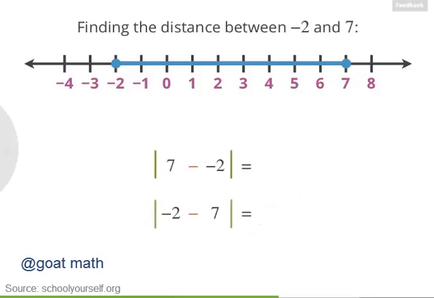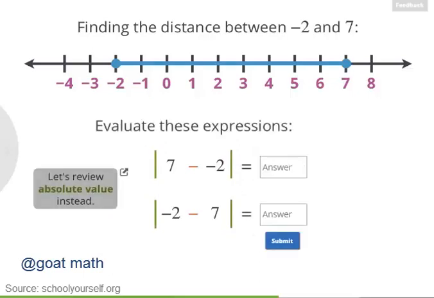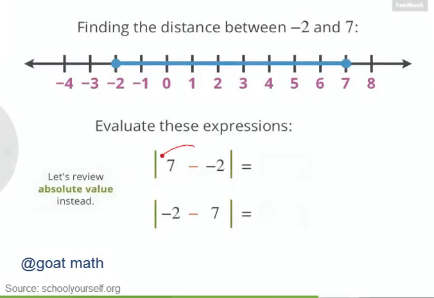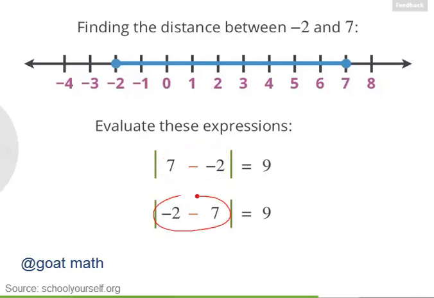So what would happen if we took the absolute value of these two expressions? Now evaluate them. Right, this expression equals 9, and down here, negative 2 minus 7 is negative 9, and taking the absolute value gets rid of the negative, so this also equals 9. So to find the distance between two numbers, you can always take the larger number and subtract the smaller number, or you can just take the absolute value of the difference. Then it doesn't matter if you have the larger number minus the smaller number, or the smaller number minus the larger number. Either way, you'll get the correct answer.